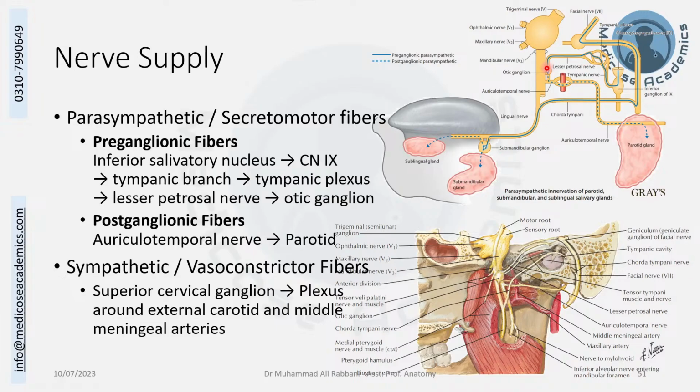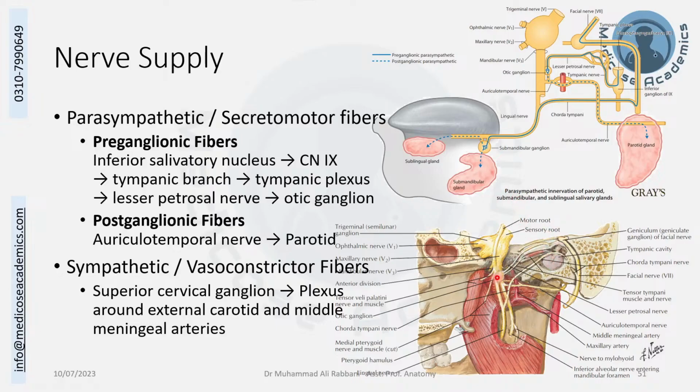The otic ganglion is present just near the mandibular division of the trigeminal nerve. This is where the second order neurons, the postsynaptic postganglionic neurons, are present. It synapses with those, and the postsynaptic fibers then move along the auriculotemporal nerve to the parotid gland.